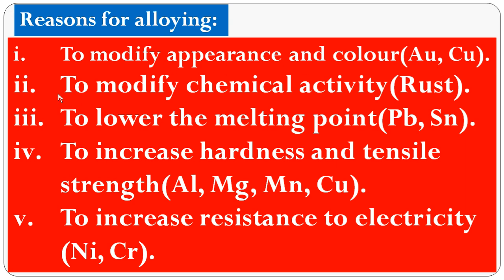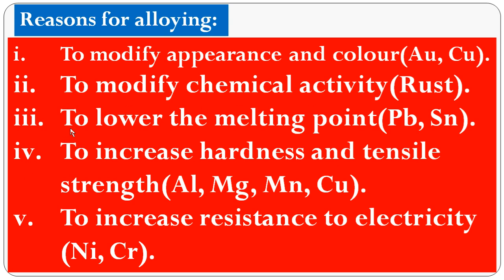The second one, to modify chemical activity. You already saw the topic, the rust formation. Here rust forms when exposed to air and moisture. So you can have some modification of the chemical activities.